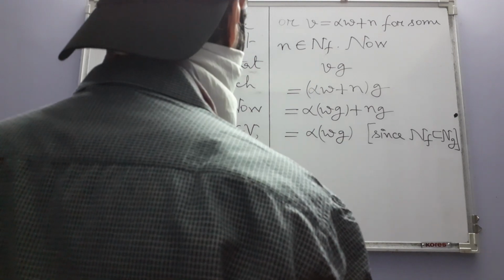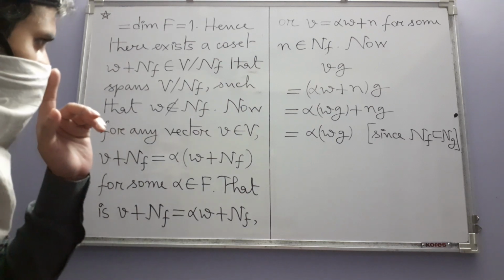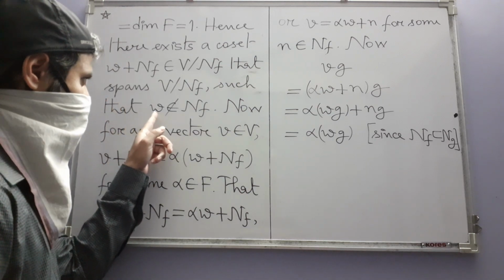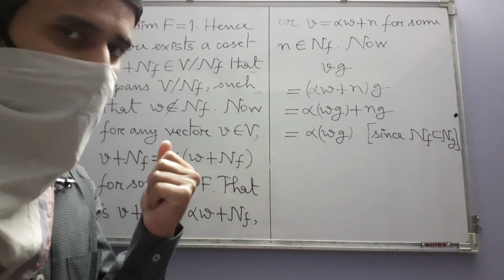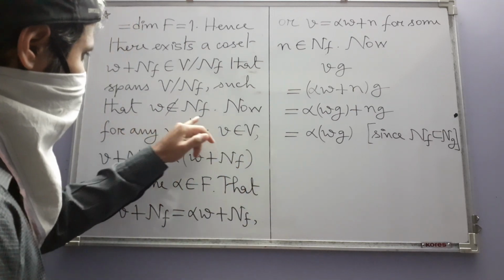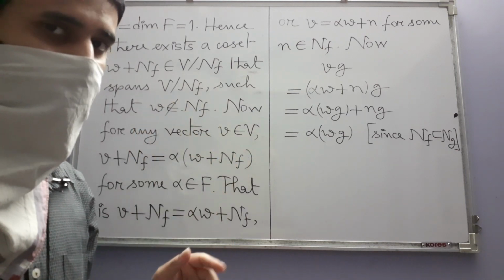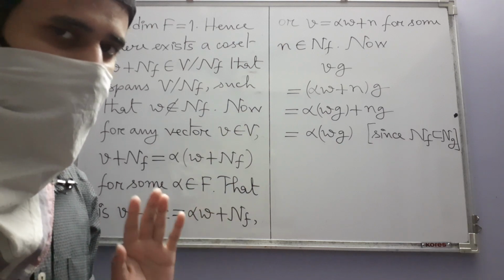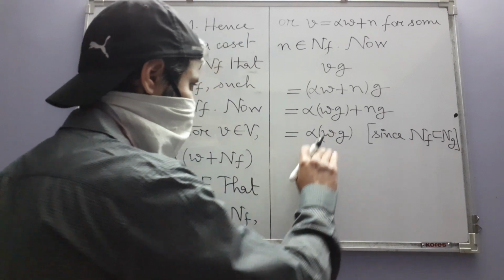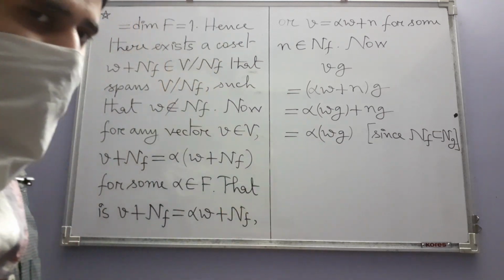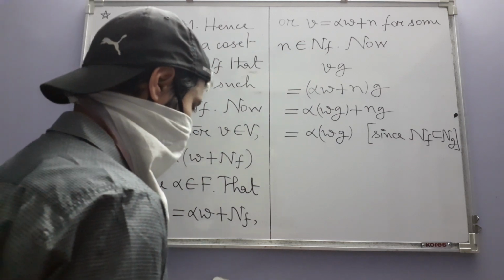Okay, now note one more thing, that w does not belong to N_f. That means what? w is not in the kernel of f. So if we apply f to w, we are not going to get the zero scalar. We will get a non-zero scalar, a non-zero field element, which means that I can multiply and divide by w_f, the image of w under f, and that's what we have done here.